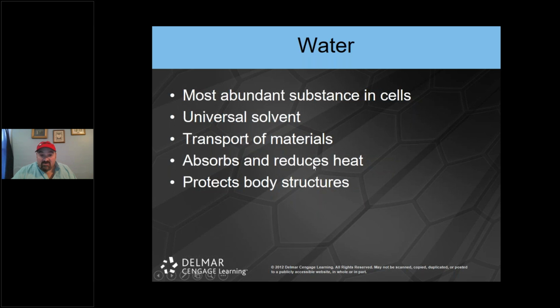Absorption and reducing heat. So what will occur, folks, is that we can sweat in order to cool the body down. Very important as far as temperature regulation. We'll look at that throughout this semester. And also protection of body structures. Really know that cerebrospinal fluid is a very thin, watery substance that is present in the brain and spinal cord, present within and outside of them, acting as a protective buffer for the nervous system.